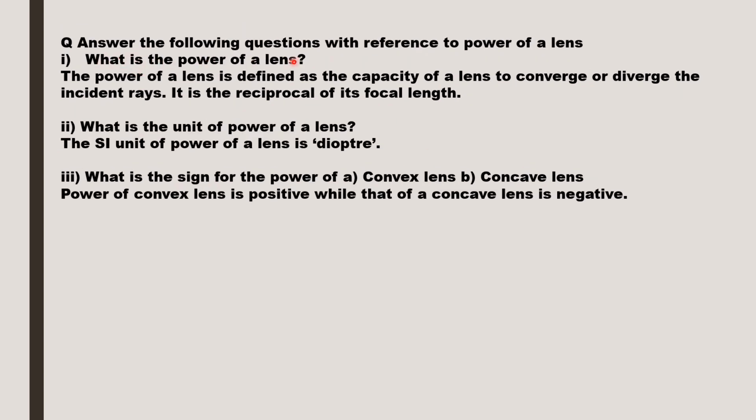Answer the following questions with reference to power of a lens. So these are all short answer questions of 1 mark each. What is the power of a lens? The power of a lens is defined as the capacity of a lens to converge or diverge the incident rays. It is the reciprocal of focal length taken in meters. So definition of power of lens. What is the unit of power of lens? Diopter. What is the sign for the power of a convex lens and concave lens? Power of convex lens is positive, power of concave lens is negative.